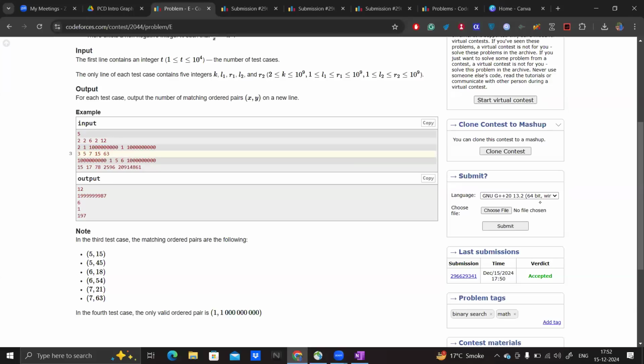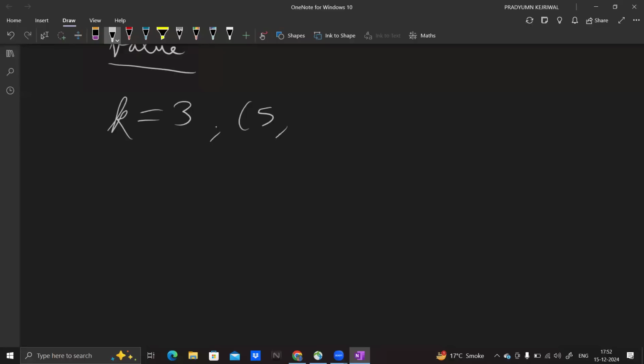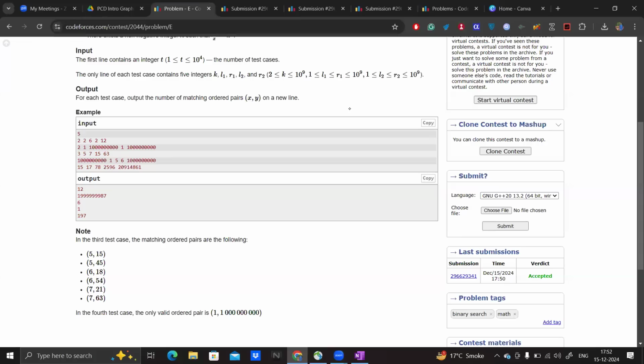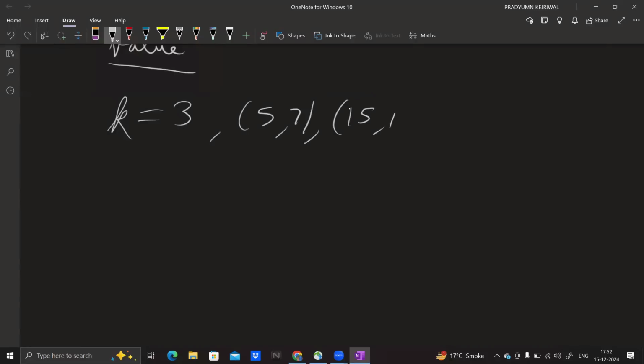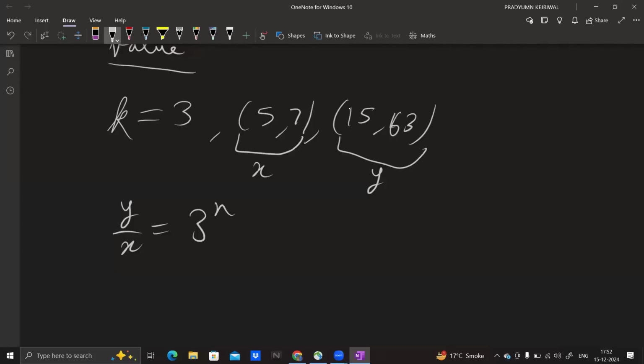Okay, so k equals 3 in this case, and the intervals are 5 comma 7 and 15 comma 63. So this is the interval for x, and this is for y, and we want y upon x to be some power of 3, where n can be 0 as well. All right. So the thing to notice here is, first of all, y is a multiple of x. I think that is pretty clear. y is equal to x into something. So y is a multiple of x.